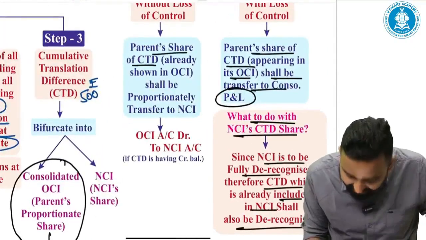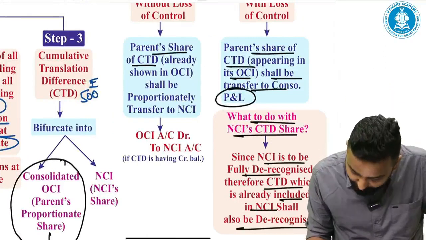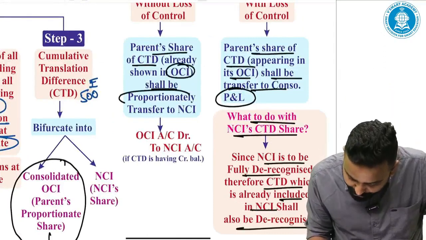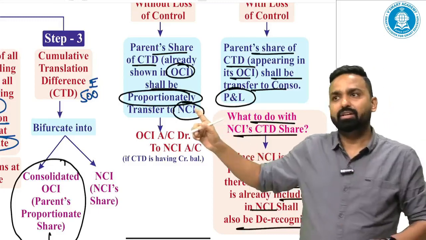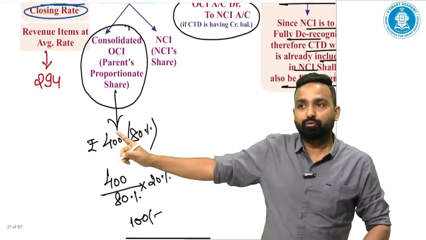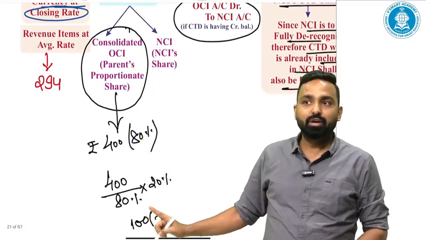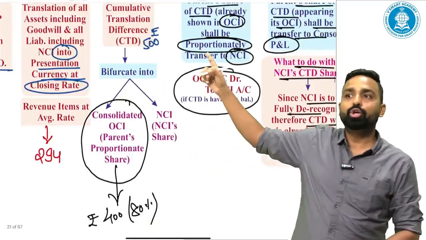Parents' share of CTD. CTD means cumulative translation difference. That means 400, already shown in OCI, shall be proportionately transferred to NCI. Sir, NCI? Matlab, what is the journal entry? OCI account debit to NCI. So, whatever the difference accumulated in your OCI, transfer 100 rupees from OCI to non-controlling interest.